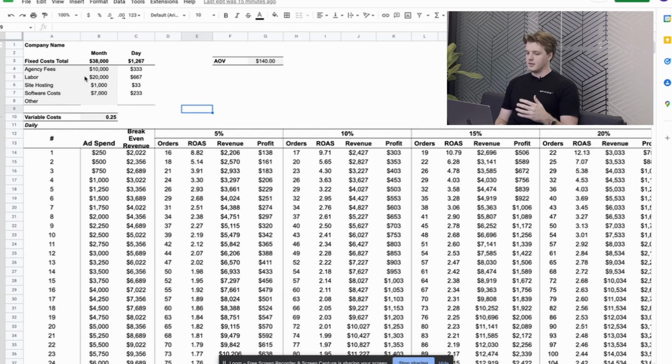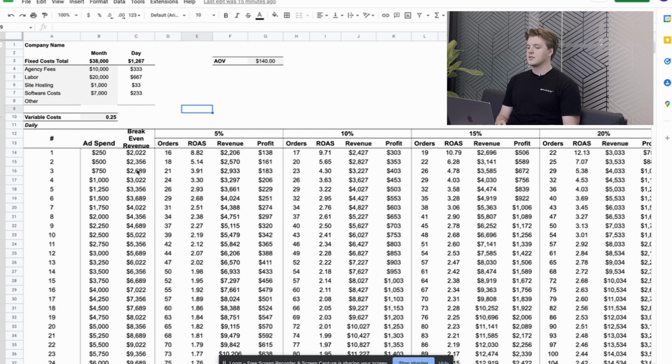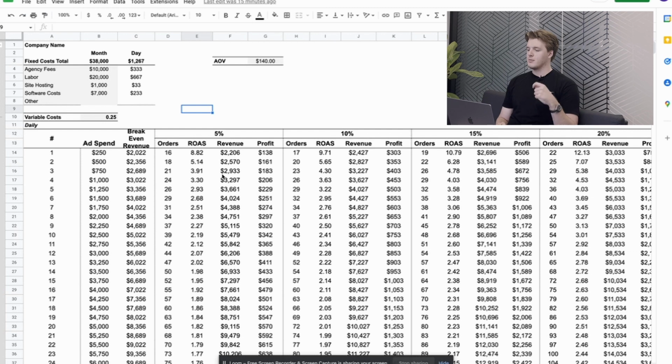But what we're trying to illustrate here is, in this scenario with $38,000 a month of fixed costs and a variable cost of 25% of overall sale value, aka they have 75% gross margins, at different amounts of ad spend increments, where do they break even? Where are they 5% profitable, 10% profitable, 15% profitable, 20% profitable, etc.?